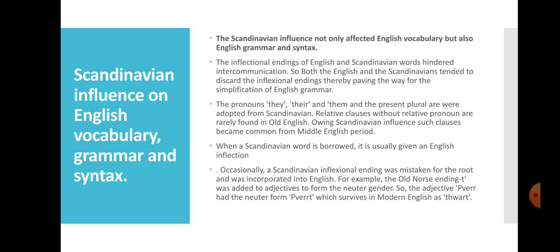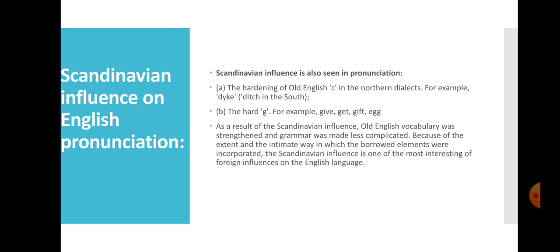Now, the Scandinavian influence is seen in pronunciation. Scandinavian influence is also seen in the pronunciation of the English language. The hardening of Old English k in northern dialects. For example, dike, ditch in the south. This point we have discussed earlier. The sound k was pronounced as ch in the south. For example, dike was pronounced as ditch in the south.